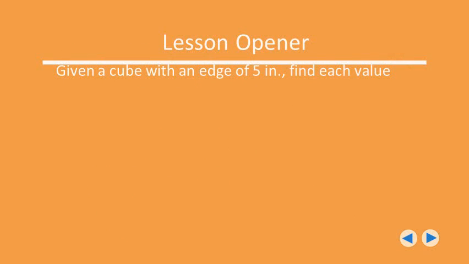First, we're going to review a little bit with a lesson opener. Given a cube, and of course, a cube has 6 sides, with an edge of 5 inches, find each value: the area of one face, the total surface area, and the volume. So please pause the video and write these down real quick. You got 5 inches for an edge, area of one face.